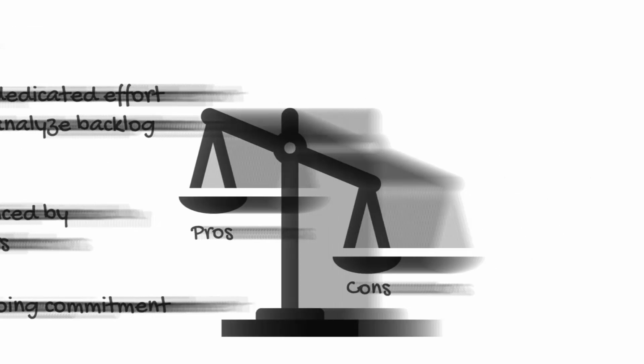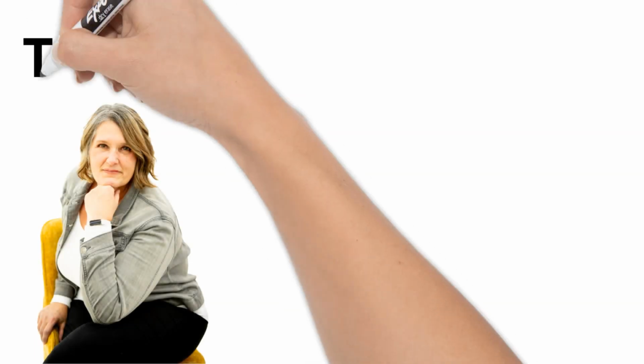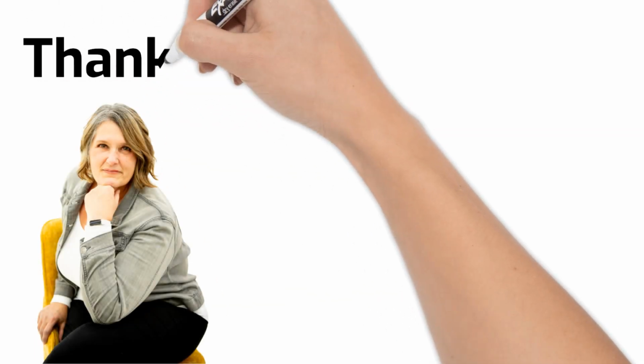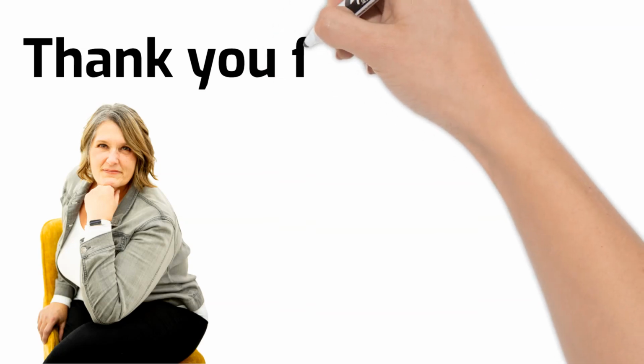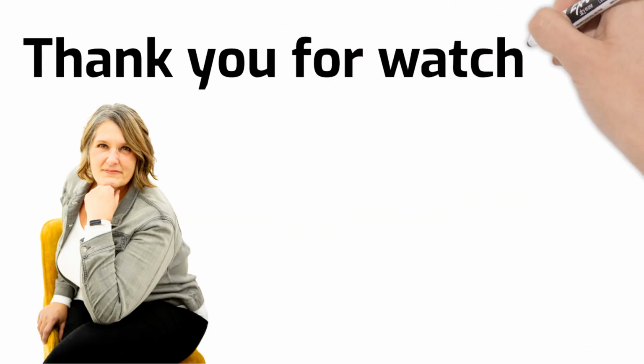To continue my tradition from my other videos, I'm placing the Cumulative Flow Diagram on my metric landscape map. Cumulative Flow Diagram is associated with output-based metrics for fluid scope. And there you have it, the Cumulative Flow Diagram. In upcoming videos, we'll delve deeper into cycle time and lead time and continue to uncover insights to optimize workflow and drive efficiencies in your Lean Agile practices.